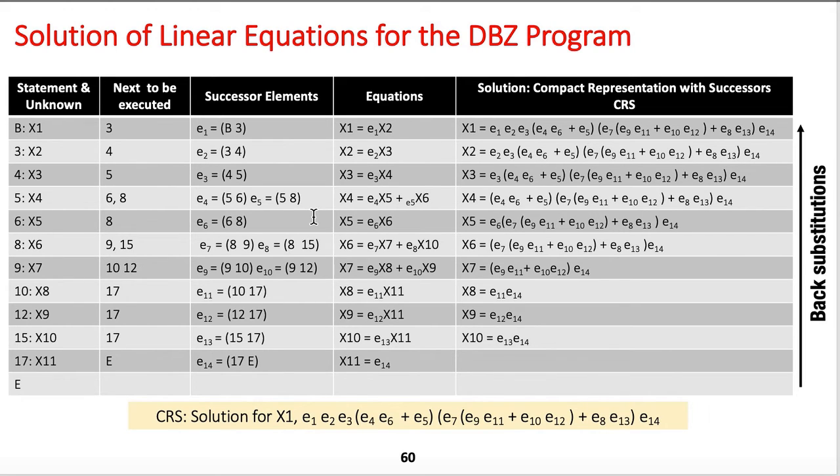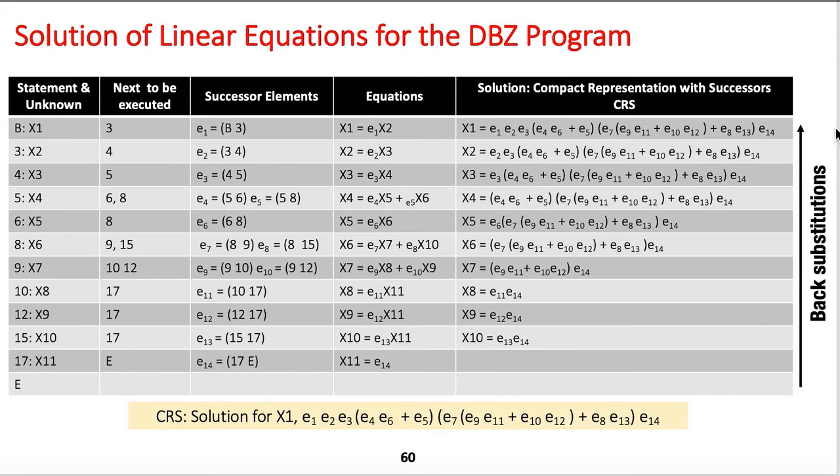Here we have a system of equations for the DBZ program, and we start solving it backwards. So x11 is equal to e14. We already have the solution for x11. We substitute it, so we get x10 is equal to e13 times x11, but x11 is e14, so we get x10 is equal to e13 times e14, and we continue doing this until we get x1 equal to this algebraic expression.